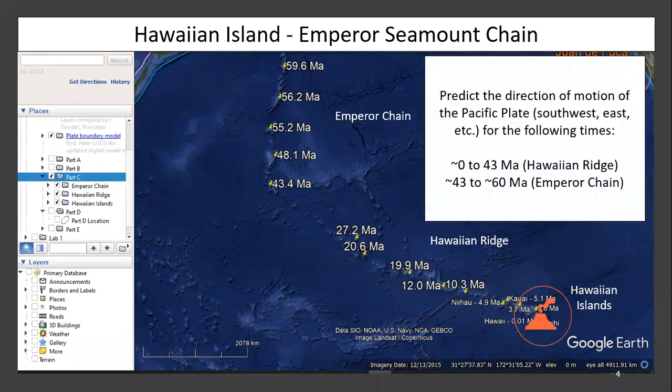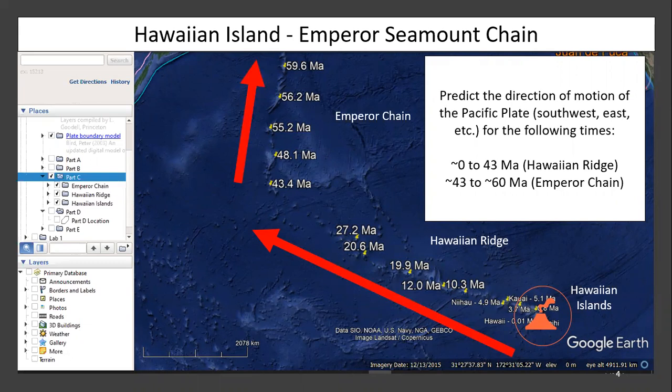Or, if the Emperor Hawaiian chain is attributed to a stationary hotspot, then predict the direction of motion of the Pacific Plate, for example, southwest or east, for the following times. From 0 to 43 million years ago for the Hawaiian Ridge, and from 43 to 60 million years ago for the Emperor chain. Make sure to include in your answer what happened to the direction of the Pacific Plate approximately 43 million years ago.